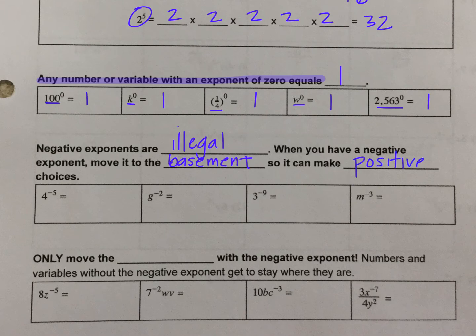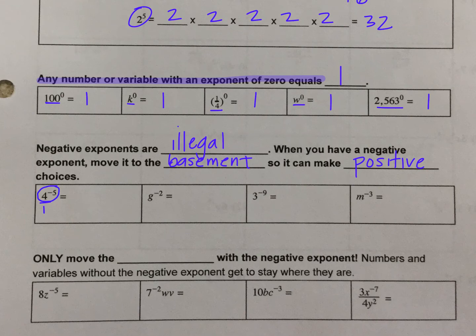So I'll do some examples to show you. So I have this 4 to the negative 5. First things first, I'm going to make it a fraction. All right, so I'm going to circle the part that's being bad. 4 to the negative 5 is being bad.